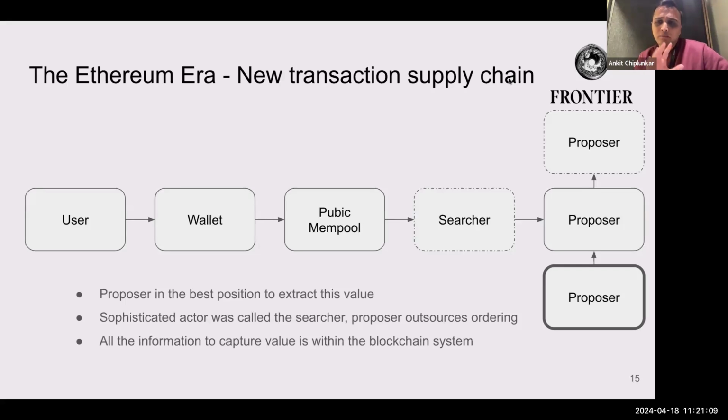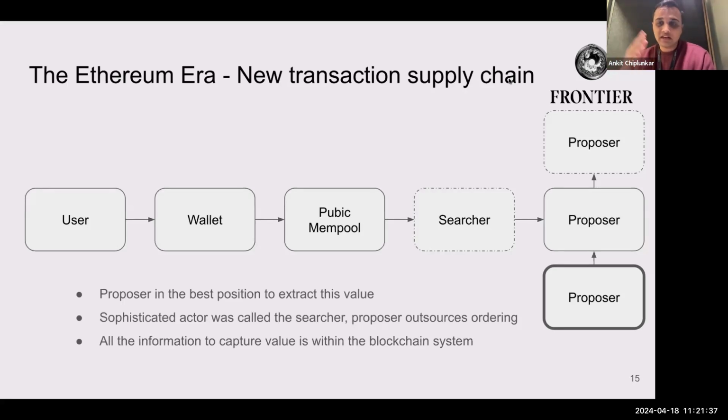And basically, the proposer is in the best position to extract the most value, because the proposer is deciding how to reorder the blocks, how to order the transactions in the blocks. And so the only thing the proposer was doing was basically outsourcing this work to the searchers. There were a lot of searchers because there was almost no barrier to entry. There's no liquidity cost. You can just borrow flash loans. There was a lot of competition.